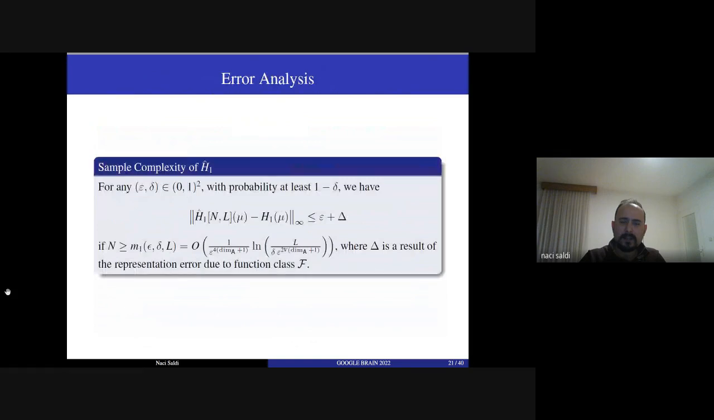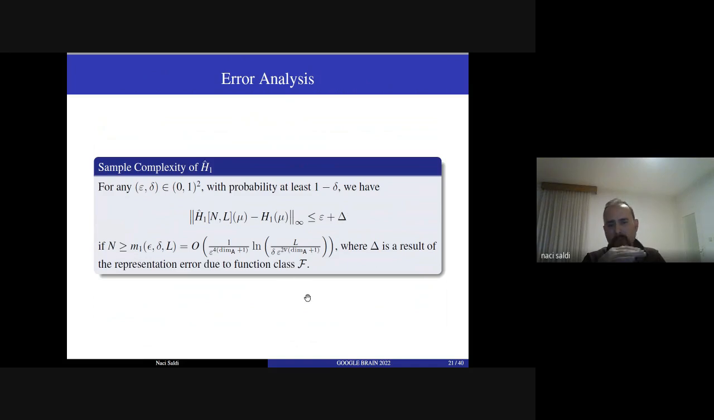And here's the error analysis of the fitted Q-learning algorithm. If we pick N and L large enough, then the infinity distance between H1 hat and H1 is very small. Here, delta is the representation error due to the function class capital F.